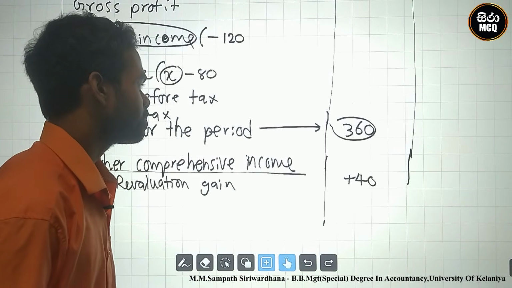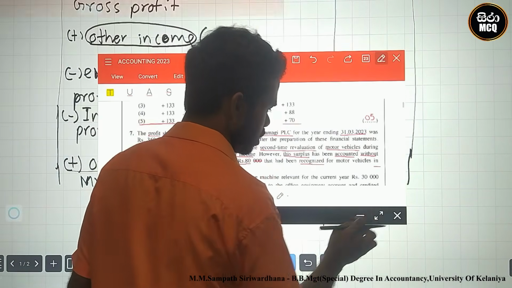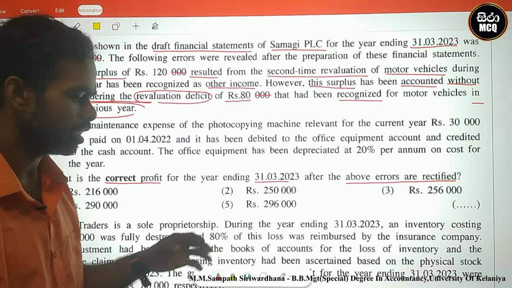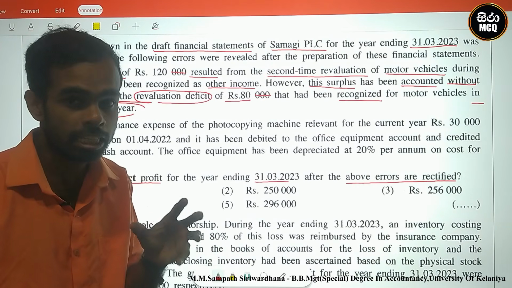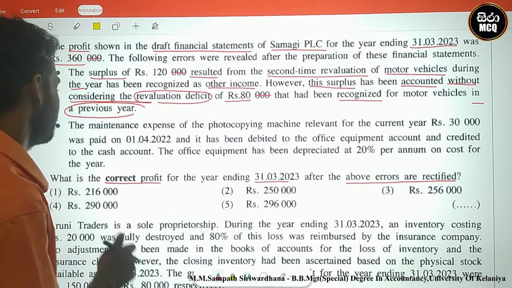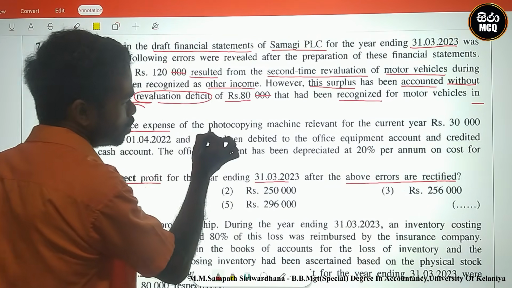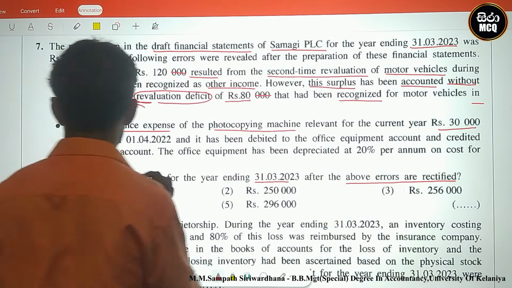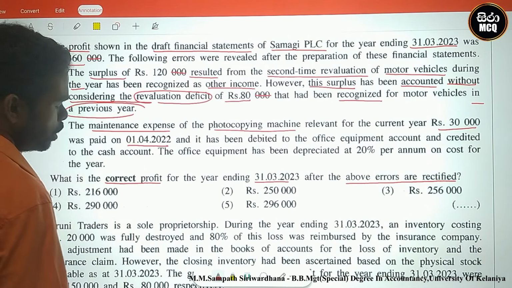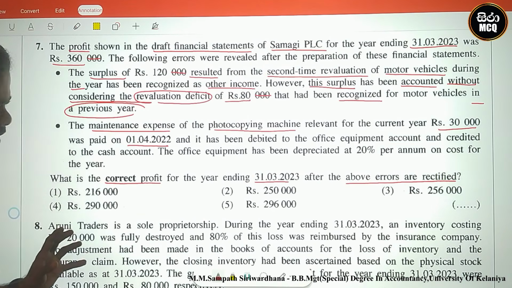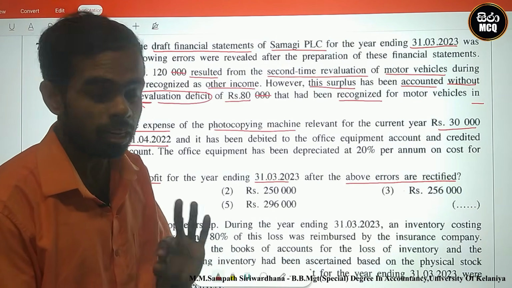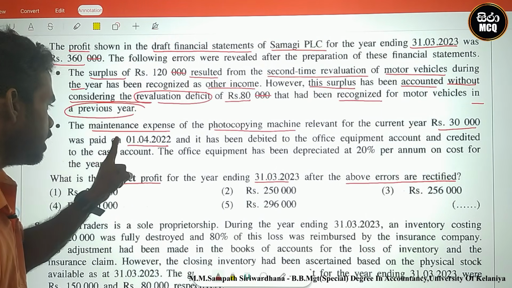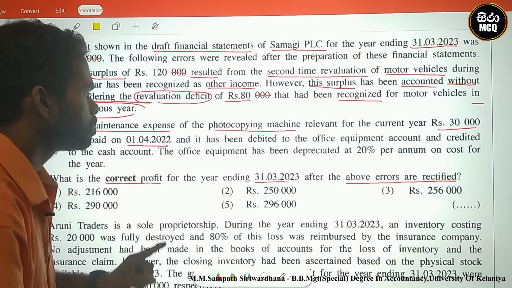Look here. Next one is error correction. I write error corrections. Correction entries of errors. Look here. First one: maintenance expense of the photocopy machine relevant for the current year, 30,000, was paid on 1st April 2022. 1st April 2022 means the opening date of the current year. Why? The closing date was 31st March 2023. Opening date was 1st April 2022.